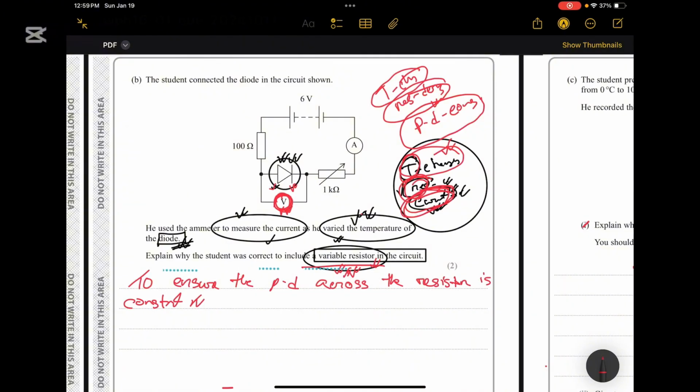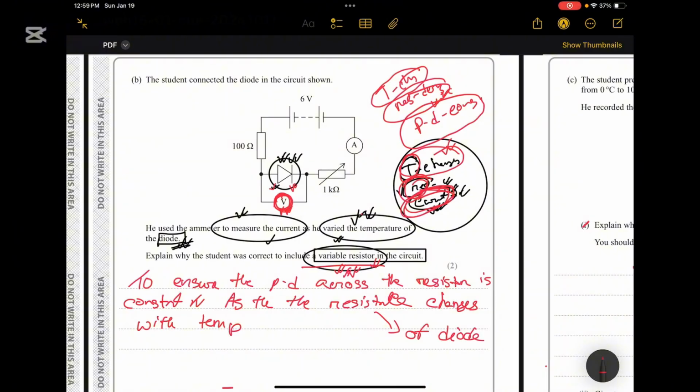This is the first thing. The second thing is why the PD across the resistance needs to be constant. As the resistance changes with temperature. We don't need to write about the changes. Please mention that the resistance of the diode changes with temperature, or you can also mention the circuit.